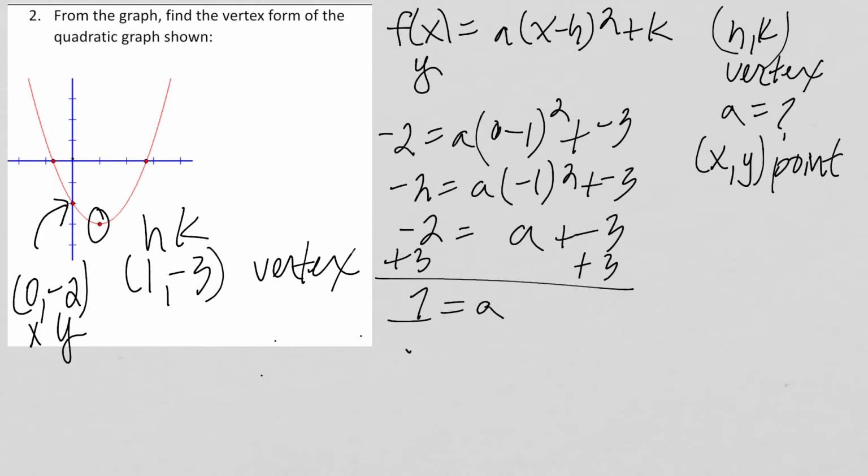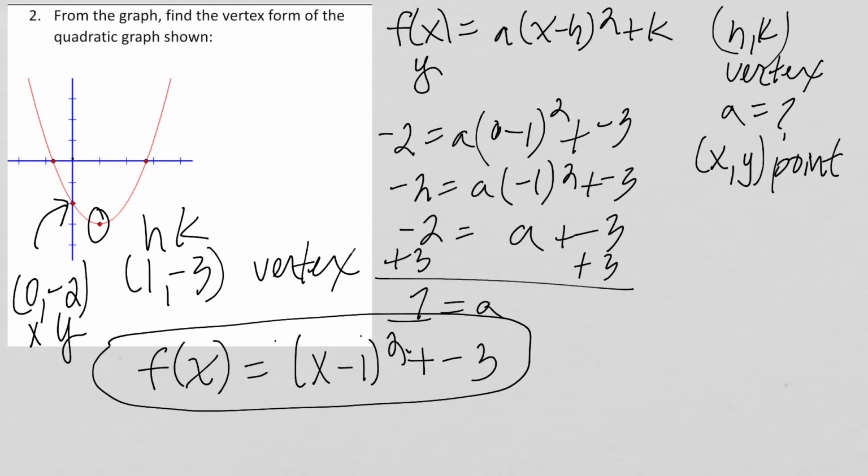So what is my vertex form of the equation? I'm going to rewrite that equation. The a is 1, so I don't even need it. X minus 1 squared, and then plus a negative 3. So this is my vertex form of the following graph.